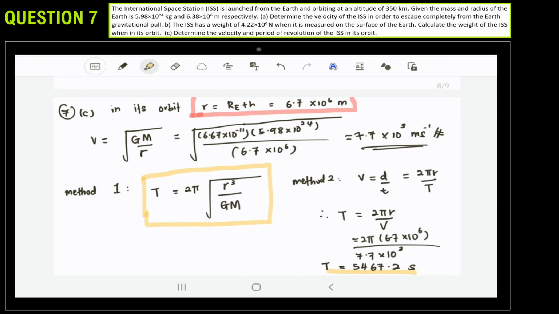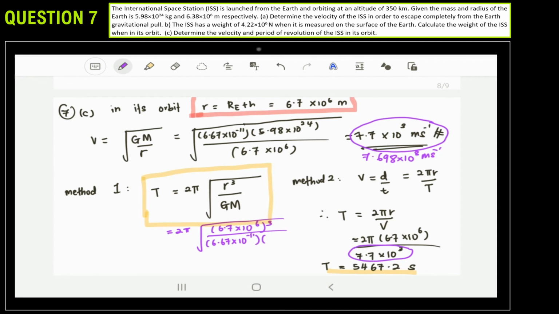Actually it may be off slightly, because your V here, you can see, I rounded to 7.7 but it's actually 7.698 exponent 3. So it will differ slightly from the answer here. Here you can also directly substitute 2 pi, where r is equal to 6.7 exponent 6, cubed, over 6.67 exponent negative 11 times the mass of the earth, 5.98 exponent 24. Try and see what you get. Here you will get 5456.05 second, depending on how you press the calculator. Why is there an error like this?